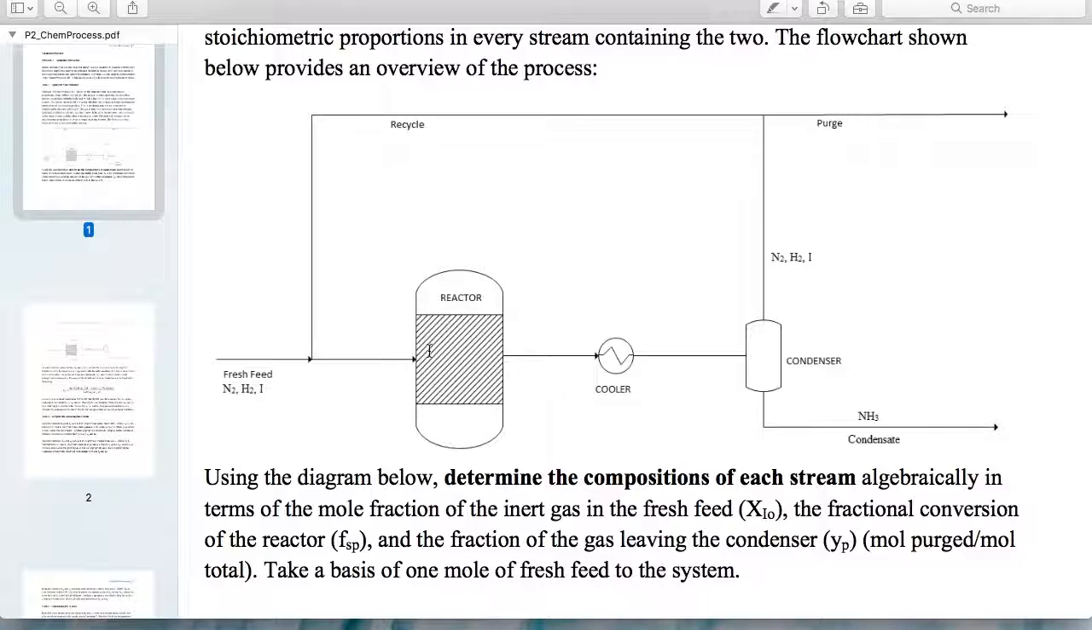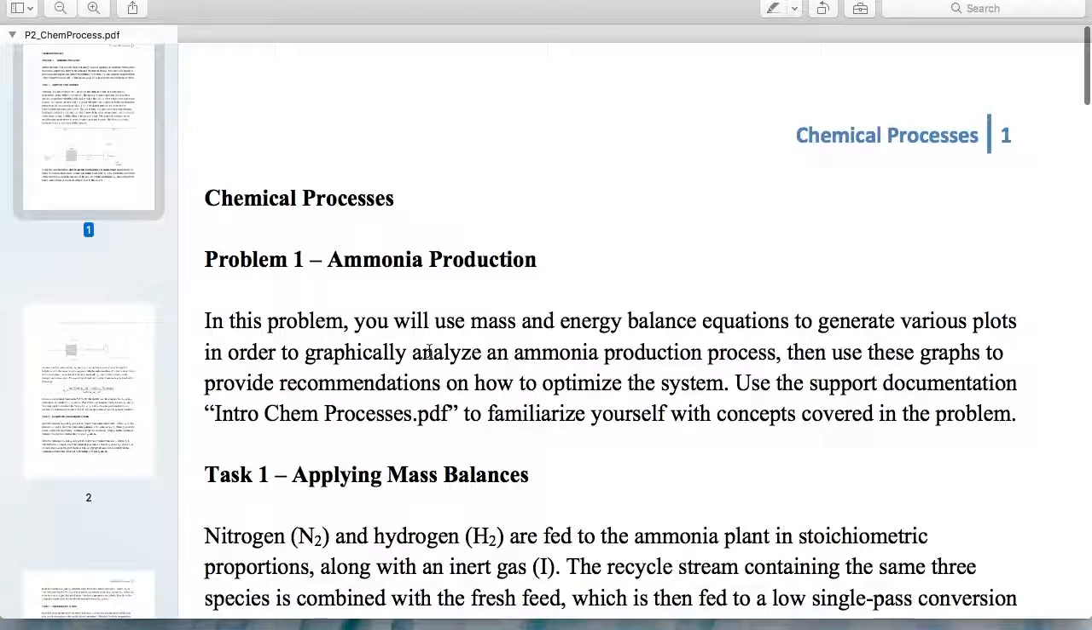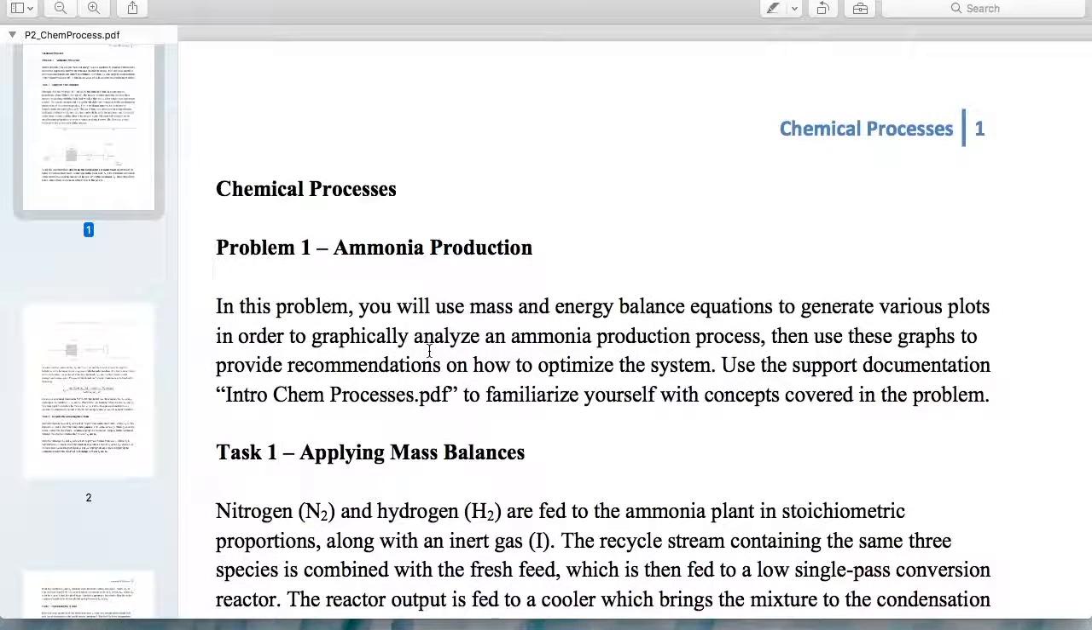So the problem asks us to have the user input a few things. First, we need the user to input the fractional conversion of the reactor, the mole fraction of inert gas in the fresh feed, and also the mole fraction purged. We will take a base of 1 mole in our fresh feed to start off with, and later on we're going to change it.